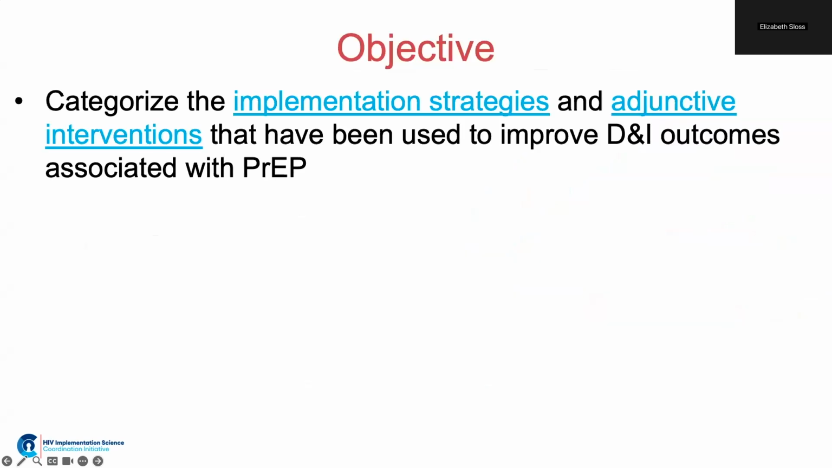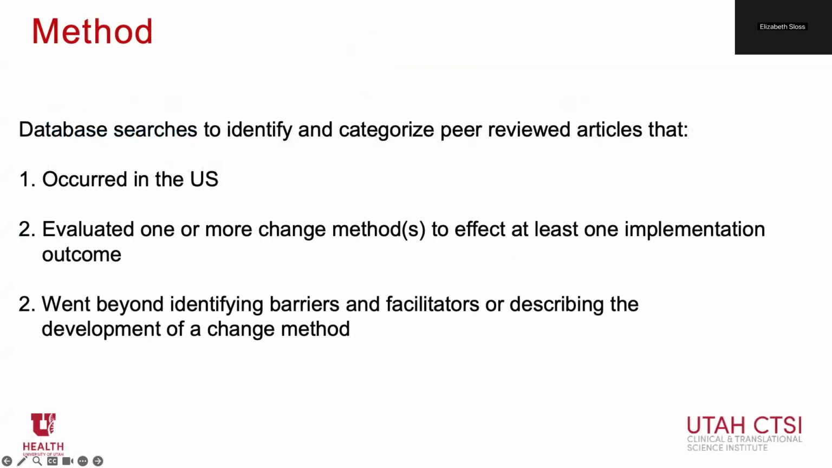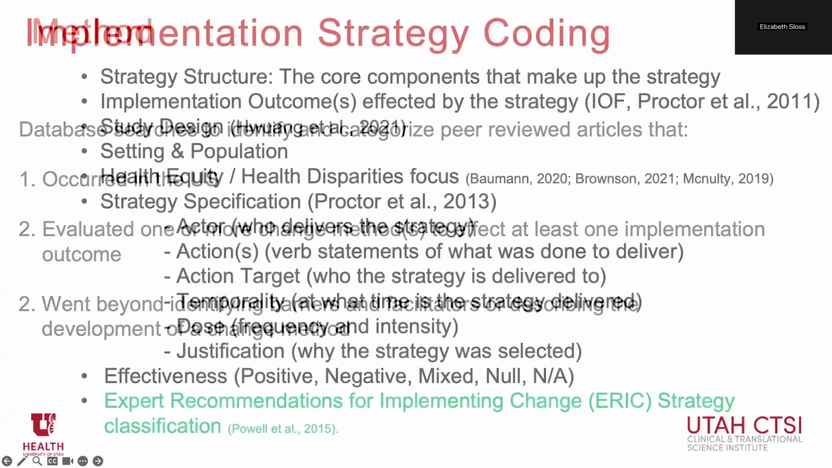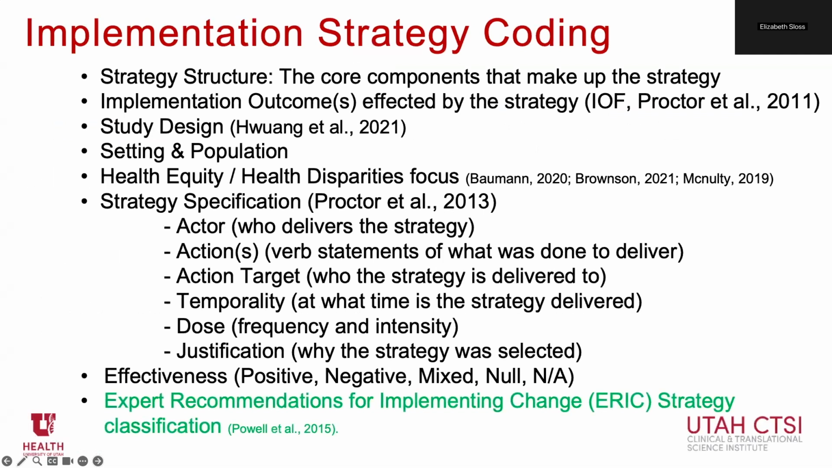So the objective of our study was to, remember, this is a systematic review. We're trying to capture and categorize the implementation strategies and adjunctive interventions that have been used to improve D&I outcomes associated with PrEP. So we did this large, giant database search back in 2022 that we're constantly updating, but we pulled from that and we included only studies that occurred in the US, and they had to evaluate one or more of these change methods. So we had to go beyond identifying barriers or just describing and developing these change methods. We broke them into implementation strategies, as I said, if they focused on the clinicians or the system, and the adjunctive interventions if they're focused on the patient.